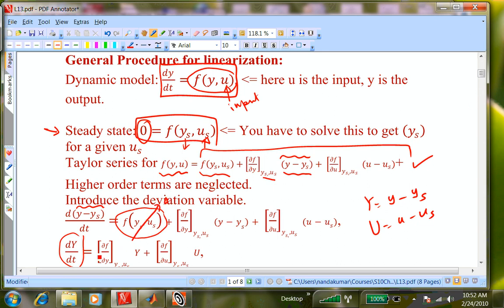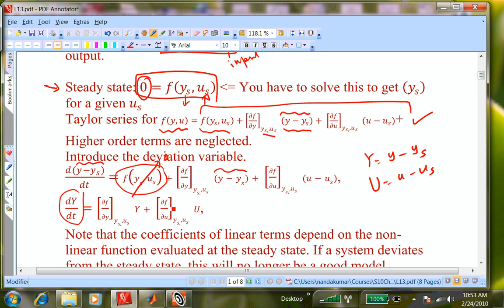And then I have the partial derivative of f with respect to y multiplied by this deviation variable capital Y, and df du, which is a number. After evaluating the derivative, you plug in ys, us, the number. Okay? So both these are just constants. Both of them are constants, multiplied by Y and then the second term multiplied by U. That is my linearized equation.